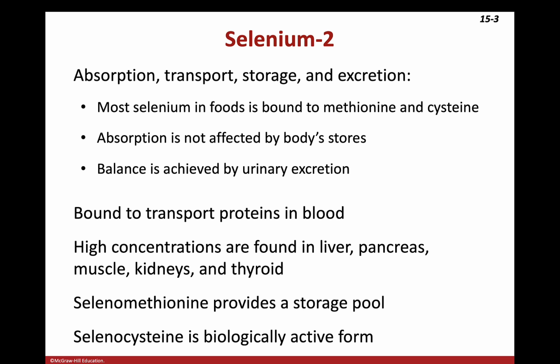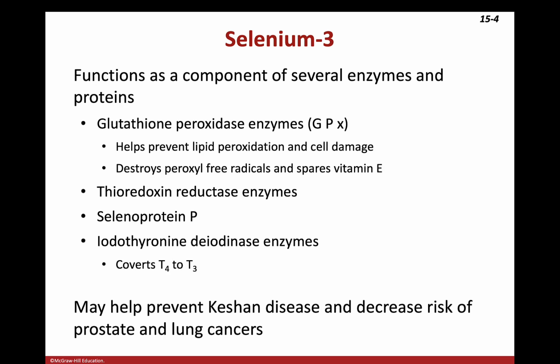As it travels, it is bound to transport proteins in our blood. High concentrations of selenium can be found in the pancreas, liver, kidneys, muscle, and thyroid. Selenomethionine provides a storage pool, and selenocysteine is the biologically active form of selenium. It functions as a component of several enzymes and proteins.